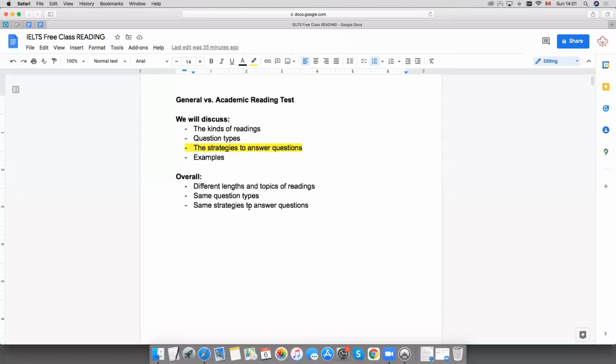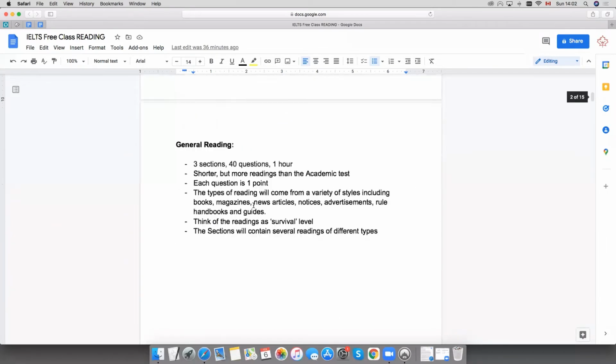So if you're studying for the general test, using an academic test to practice will be very good and very powerful practice. It will be difficult, but you will build those skills necessary. Hopefully you'll build those strategies, the reading strategies as well. So let's take a look at the general test.